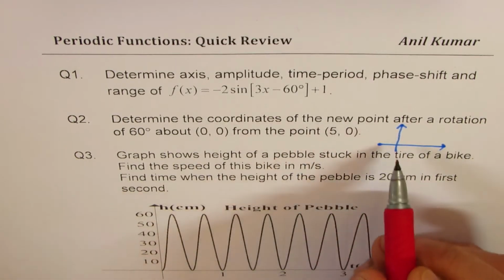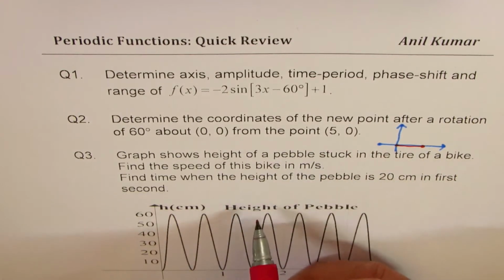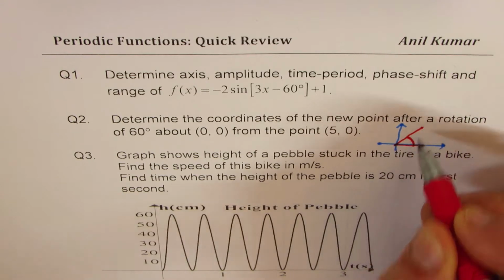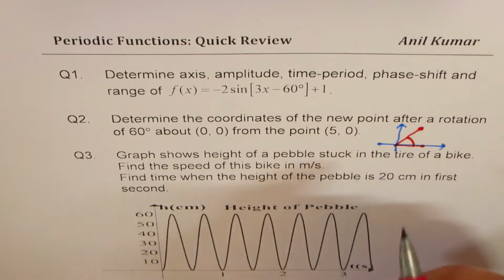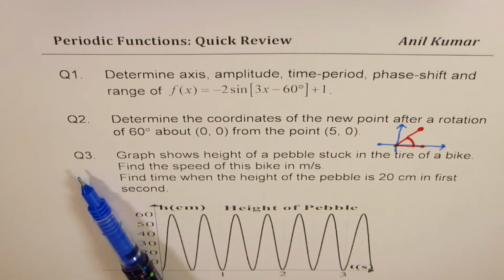We have a point (5, 0). That means we have a point somewhere here which is (5, 0). And this point is rotated by 60 degrees. So it comes to this. We need to find the new coordinates. That is it.